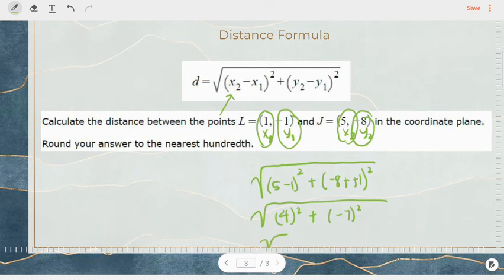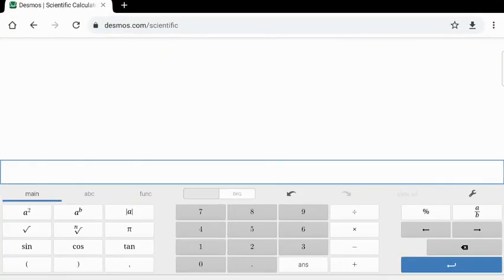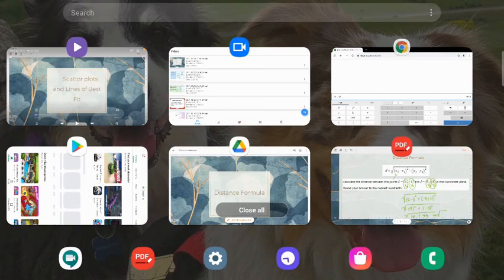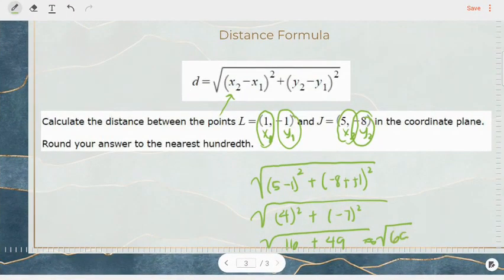Remember to times it by itself. 4 times 4 is 16. 7 times 7 is 49. Be careful about that negative. Put it in parentheses. That is equal to the square root of, all right, 16 plus 49. I'm not great at mental math. So 16 plus 49, 65. So the square root of 65.